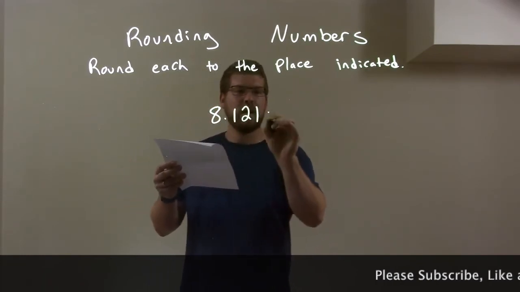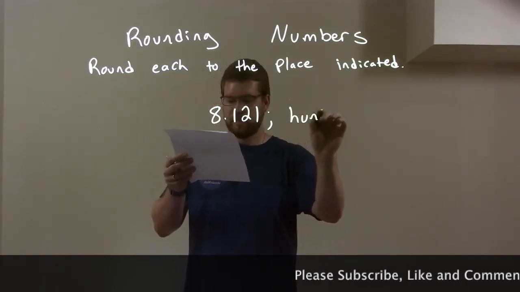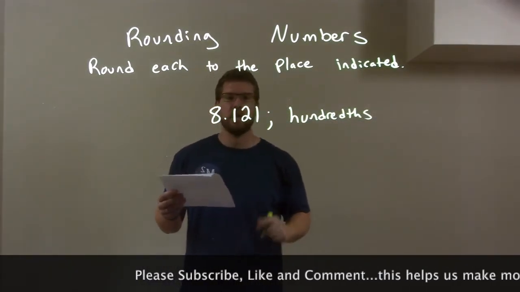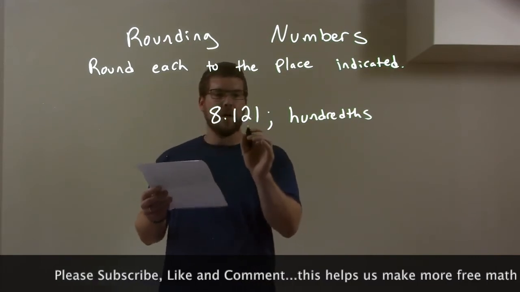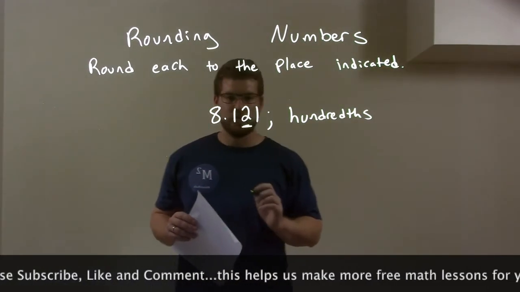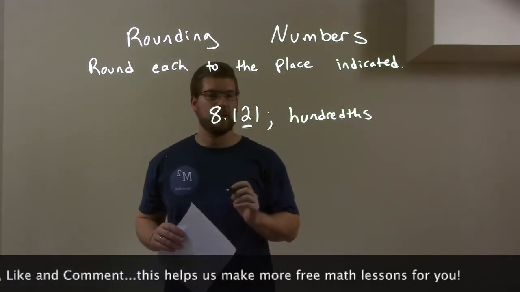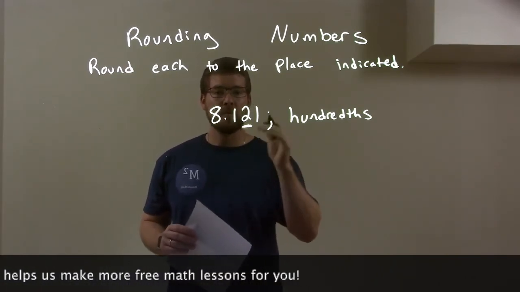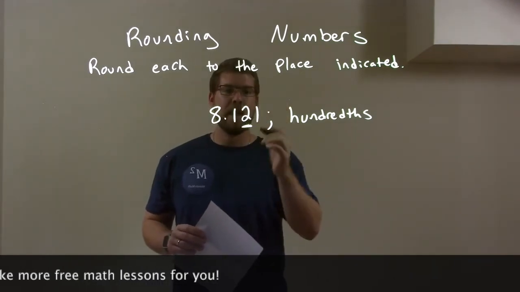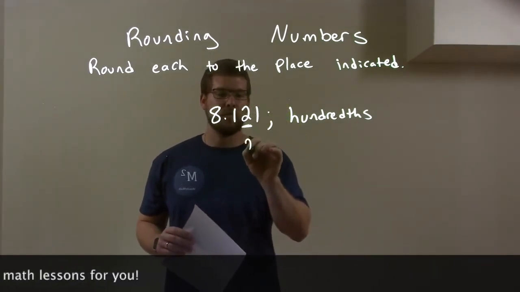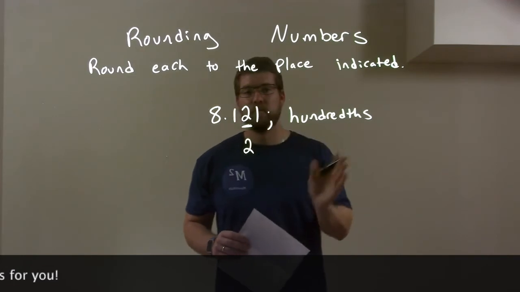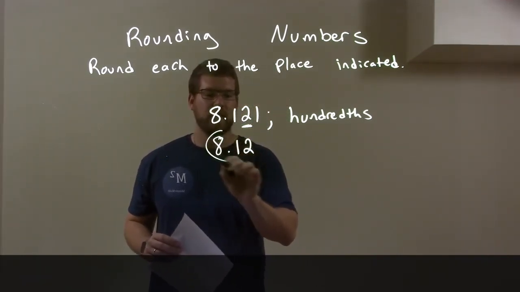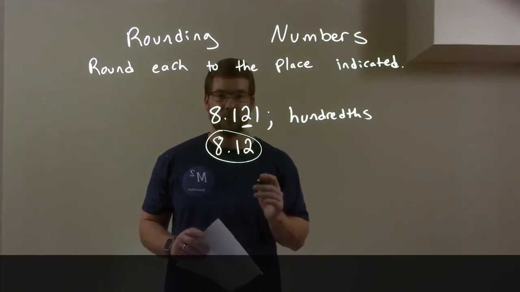8.121, and we're going to round that to the hundredths. The hundredths, okay? Well, I look at the hundredths place, and the hundredths place is right here where that 2 is, okay? The 2 is the indicated hundredths place, all right? I look to the right of the 2, I see a 1. The 1 is between 0 and 4, right? That causes the 2 to round down. 2 stays the same. I don't write anything to the right here. Okay, I bring down the 8.1, and now we have our final answer of 8.12.